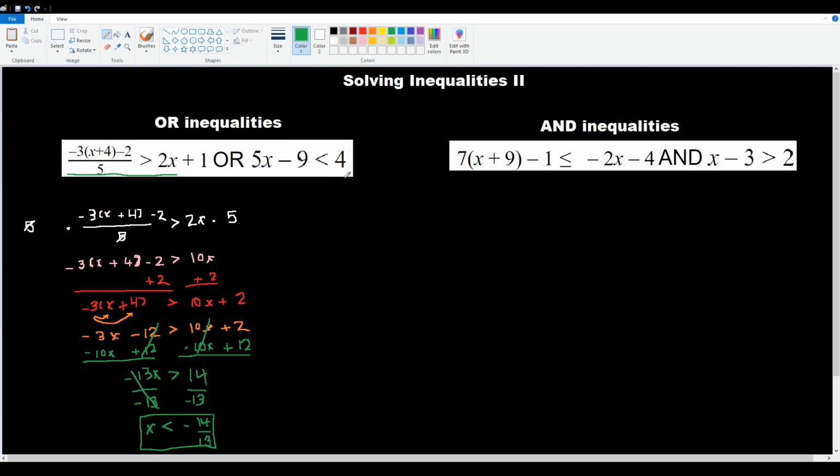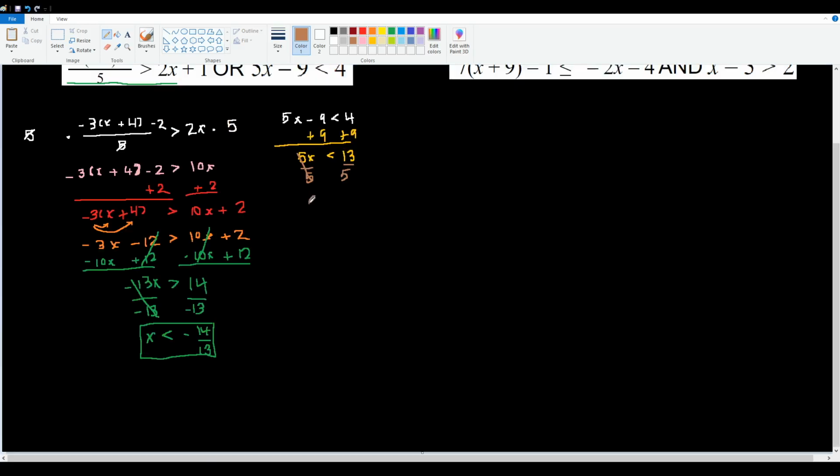Now let's do the other condition. It's nice and easy, not as complex as the one we just did. So 5x minus 9 is less than 4. Plus 9 both sides. That leaves us with 5x is less than 13. And we can divide by 5 now. And what we're going to get is x is less than 13/5.